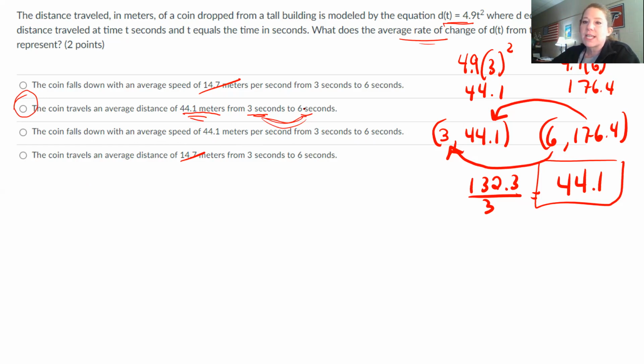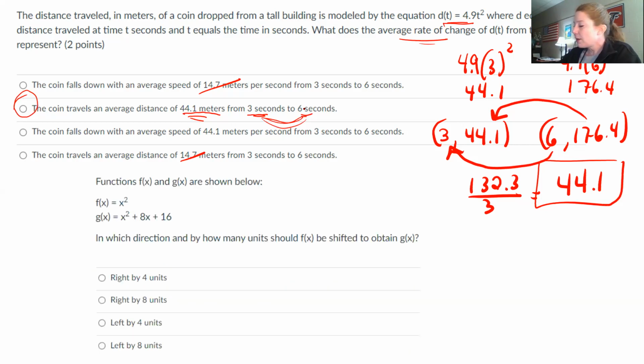So that one was a little tough to think through, but we could quickly eliminate 2 responses. It's easier to pick one of 2 responses than one of 4, right? All right, what about this one? It says these 2 functions, f of x and g of x, are shown. By which direction and by how many units should f of x be shifted to obtain g of x?